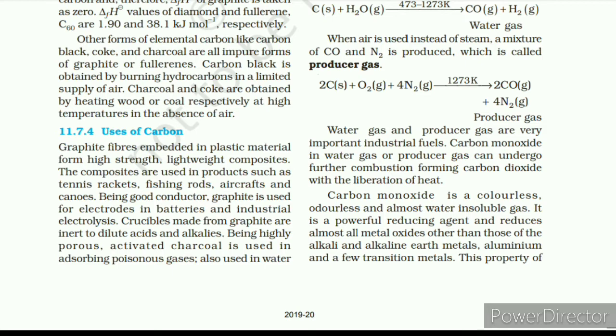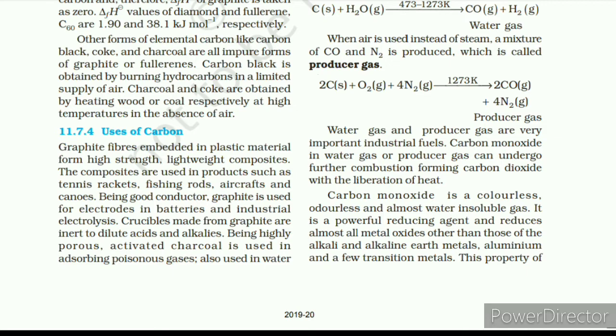Carbon black is used as black pigment in black ink and as filler in automobile tires. Coke is used as a fuel and largely as a reducing agent in metallurgy. Diamond is a precious stone and is used in jewelry. It is measured in carats, where 1 carat is equal to 200 milligram.